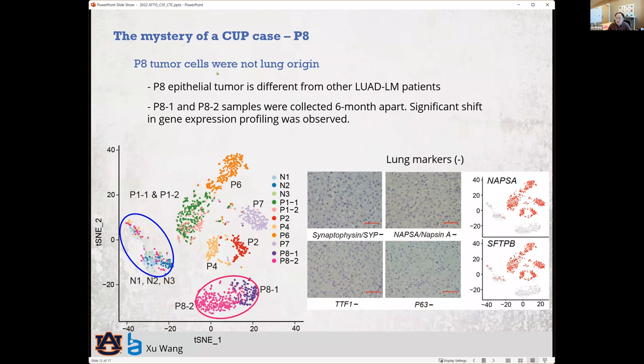However, the P8 tumor cells were not of lung origin. You can see that major lung markers are positive in all lung cancer brain metastasis patients, but not in patient P8. Now, you probably already noticed that we have 2 samples from P8, and they are clearly differentiated. These 2 samples were collected 6 months apart, and we observed some tumor progression in terms of the CTC transcriptome profile. Shortly after our second sampling, the patient passed away.